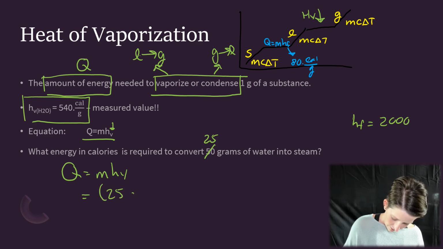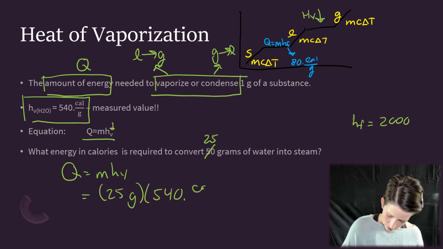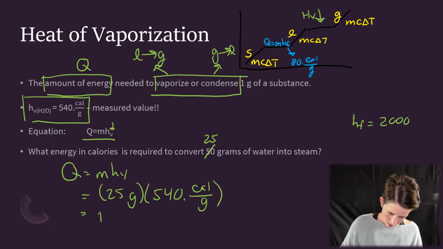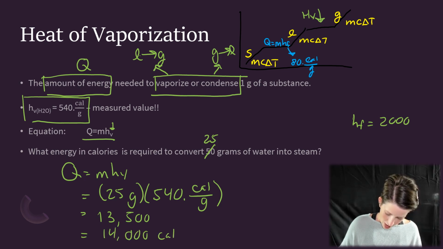We're going to put our 25 grams in here. We're going to do 540 calories per gram. And we're going to get 13,500. So that is going to be 14,000 calories.